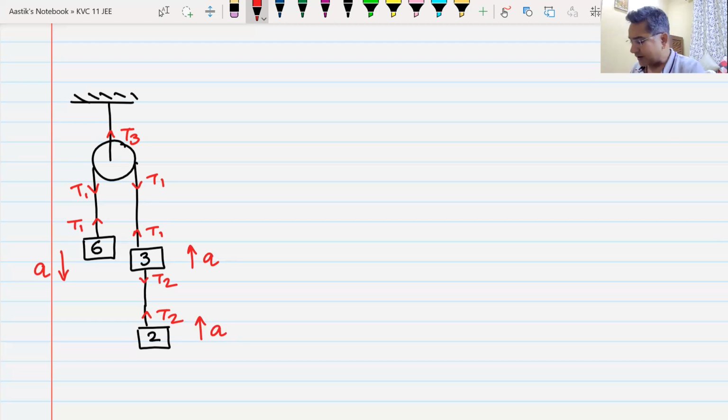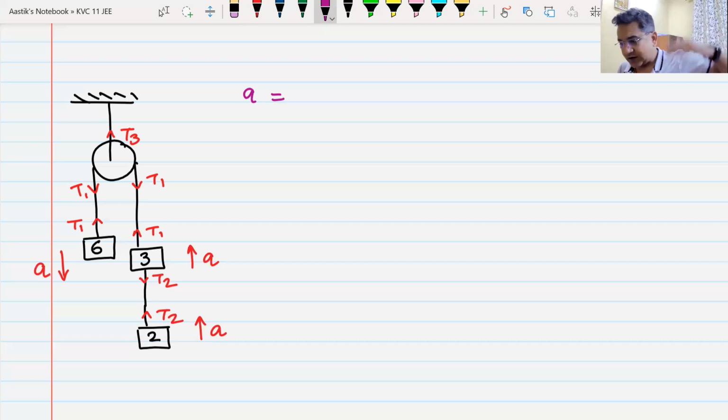Now, without writing all those equations, I can straight away write the value of A. What will be the value of A? Can I write the value of A straight away? G is 10. What is the value of A?